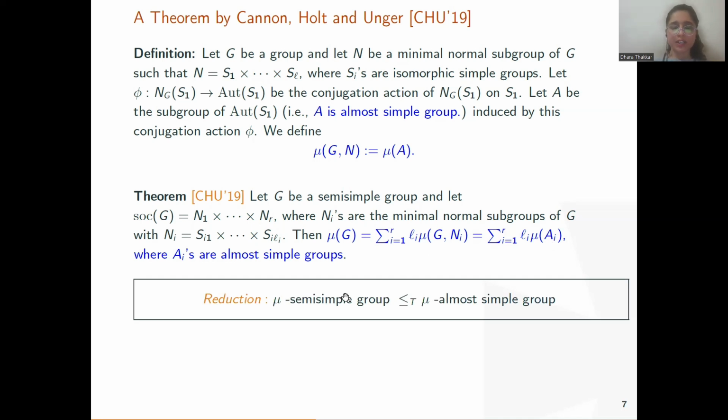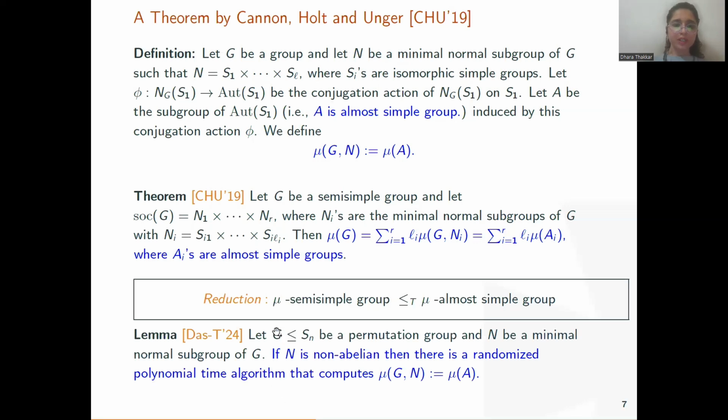So this gives us a reduction from finding mu(G) for a semi-simple group to finding mu(G) for an almost simple group. But here there is a catch: the group A is not an arbitrary almost simple group. It is an almost simple group that we have obtained from G, and also it is a quotient group. Since a quotient group might have exponentially larger degree, this A might not be represented by its generating set. So this is a special kind of reduction where we do not even have a generating set for the group we have obtained. But still we have to find mu for this special almost simple group A.